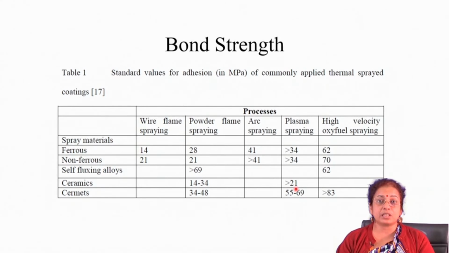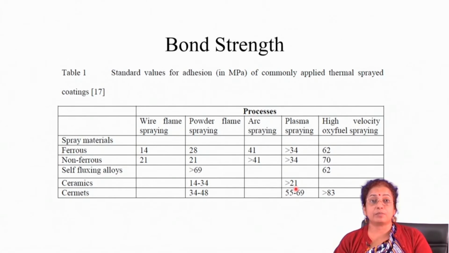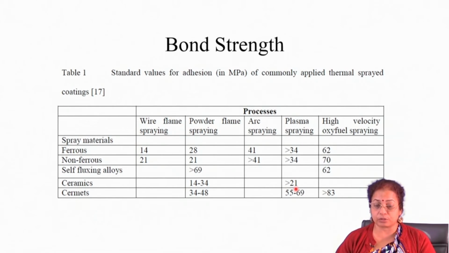The reason behind this is that when you spray with a very high velocity, you get a high degree of mechanical interlocking, and as a result you get very high coating bond strength. It also depends on the kind of material you are coating. With ferrous materials you get a little lower bond strength when you do wire flame spraying, and with non-ferrous material you get a little higher bond strength. So, bond strength is more or less of the same order, but depending on the coating technique you are using, you will find that the bond strength also varies a lot.